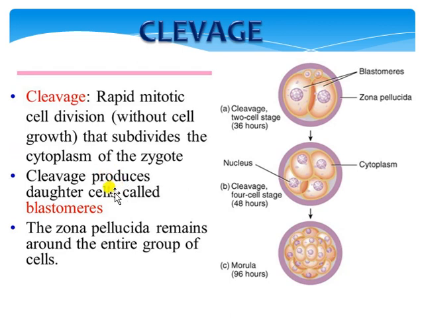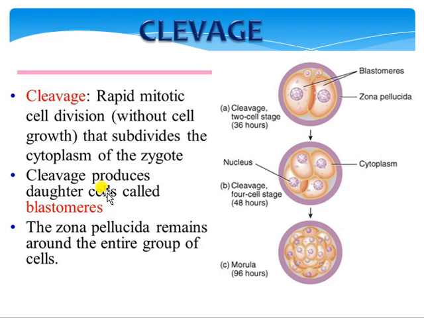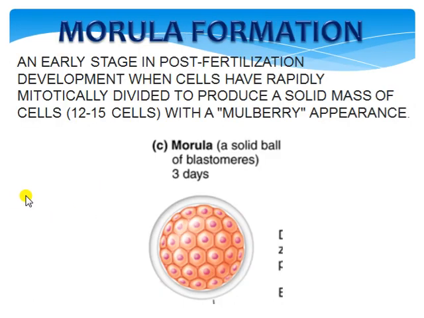First of all, due to the cleavage, whatever stage is formed is known as morula, because the zygote is getting divided into 8 cell or 16 cell stage, and that 8 cell or 16 cell stage is commonly known as the morula stage. And keep in mind, it has a mulberry appearance, and this morula will be further divided into blastula in the next step. This is the structure of the morula.